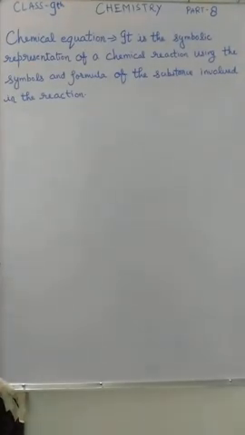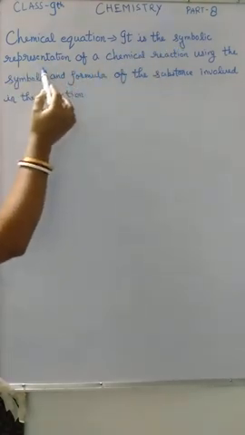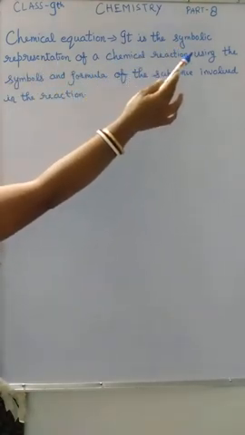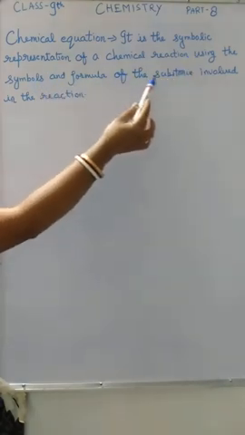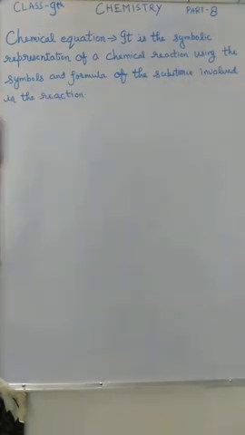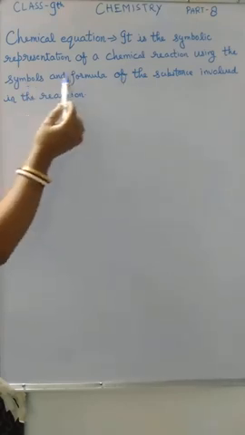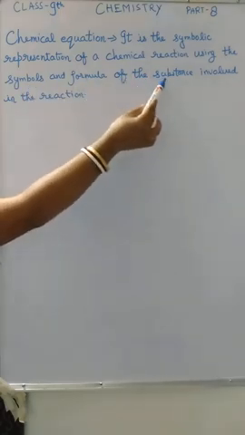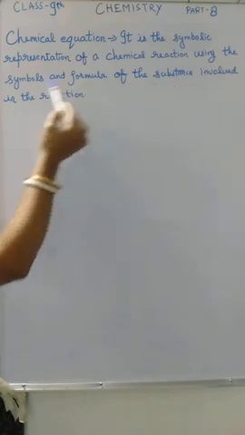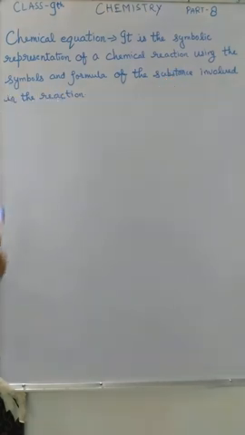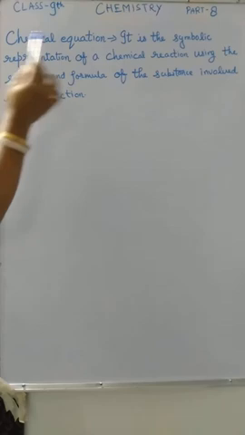Students, now I am going to explain chemical equation. What do you mean by chemical equation? The definition is, it is the symbolic representation of a chemical reaction using the symbols and formula of the substance involved in the reaction. It means that whenever you are writing any chemical reaction with the help of symbols and formula of those substances which are involved in that particular reaction, that is called chemical equation.